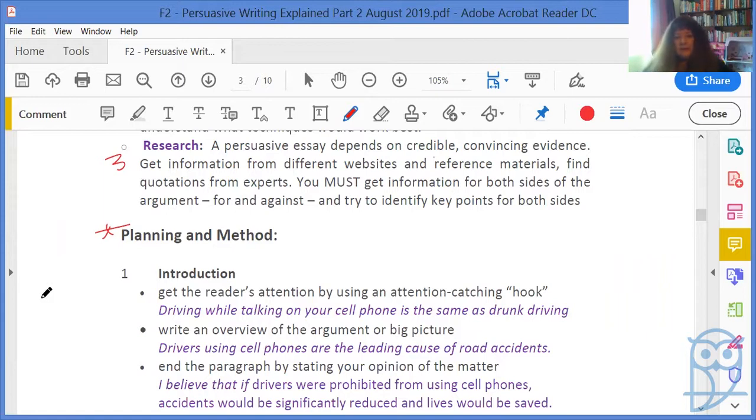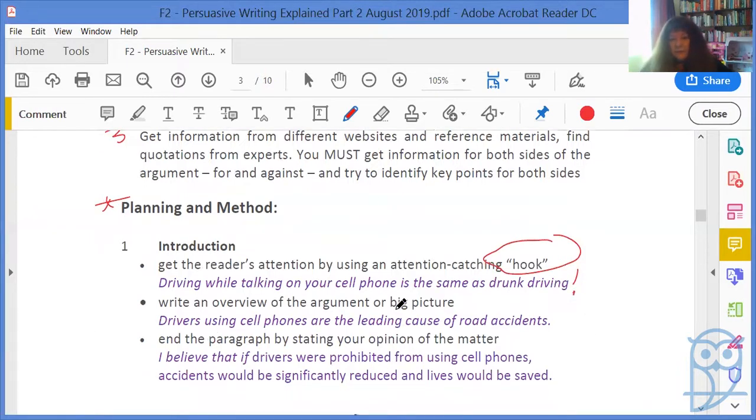Okay? So the first thing you do in your introduction, get the reader's attention by using a hook. Something that'll be like, huh? Something that catches their eye. Driving while talking on your cell phone is the same as drunk driving. Is it really? I didn't know that. You know, you've got to surprise them, shock them, and if you wrote something like that, you could put an exclamation mark.